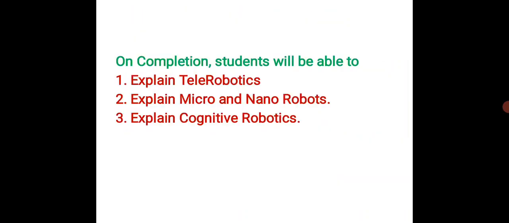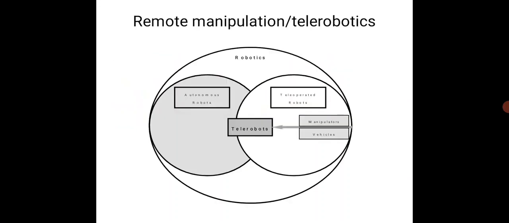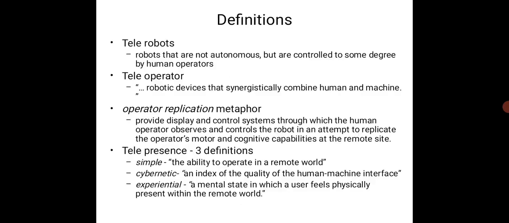On completion, the student will be able to explain what is telerobotics, micro and nano robots, and cognitive robotics. First, we'll come to telerobotics, which is a remote manipulation. So it is not completely autonomous. It will be handled by a teleoperator. Coming to the definitions, we should know what is a telerobot. This is not autonomous, as I said already, but it is controlled to some degree by human operators.